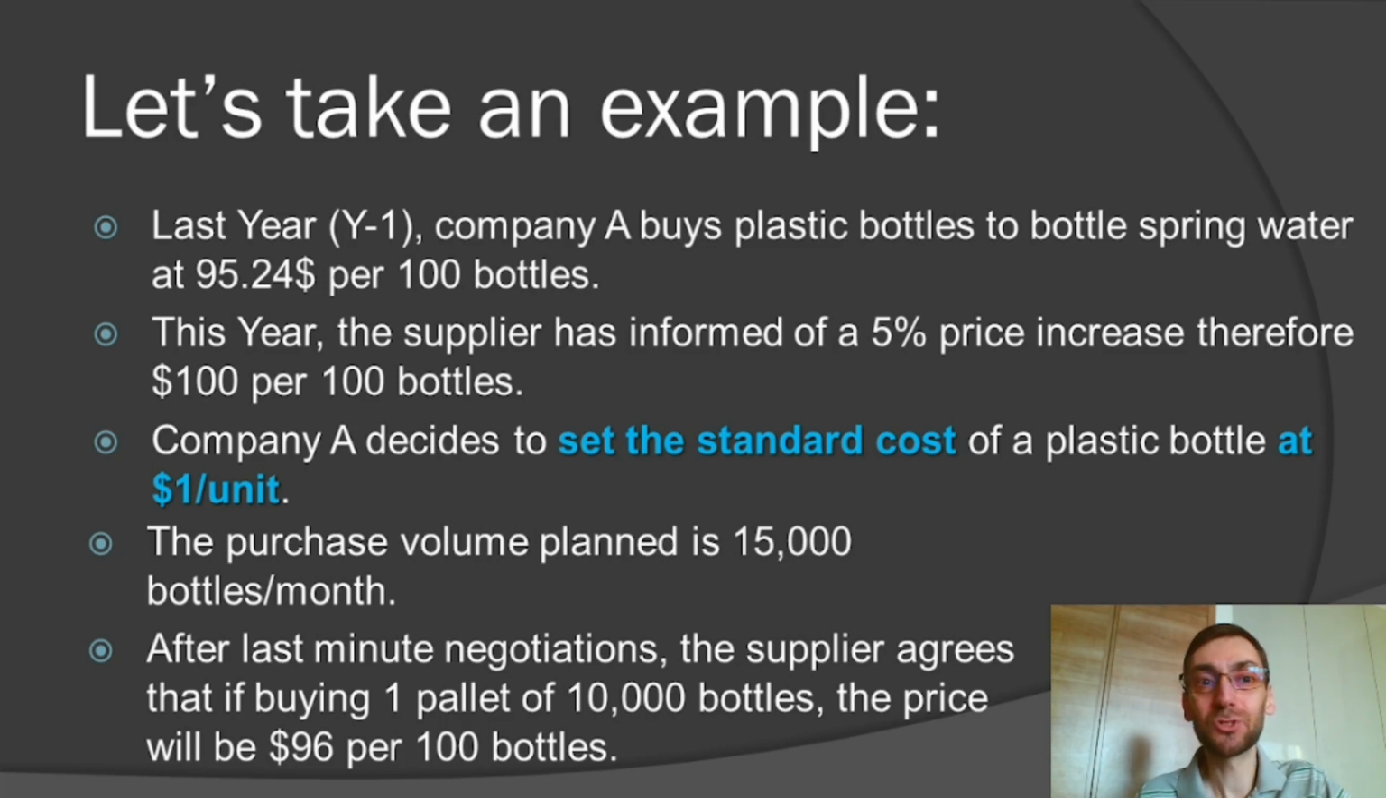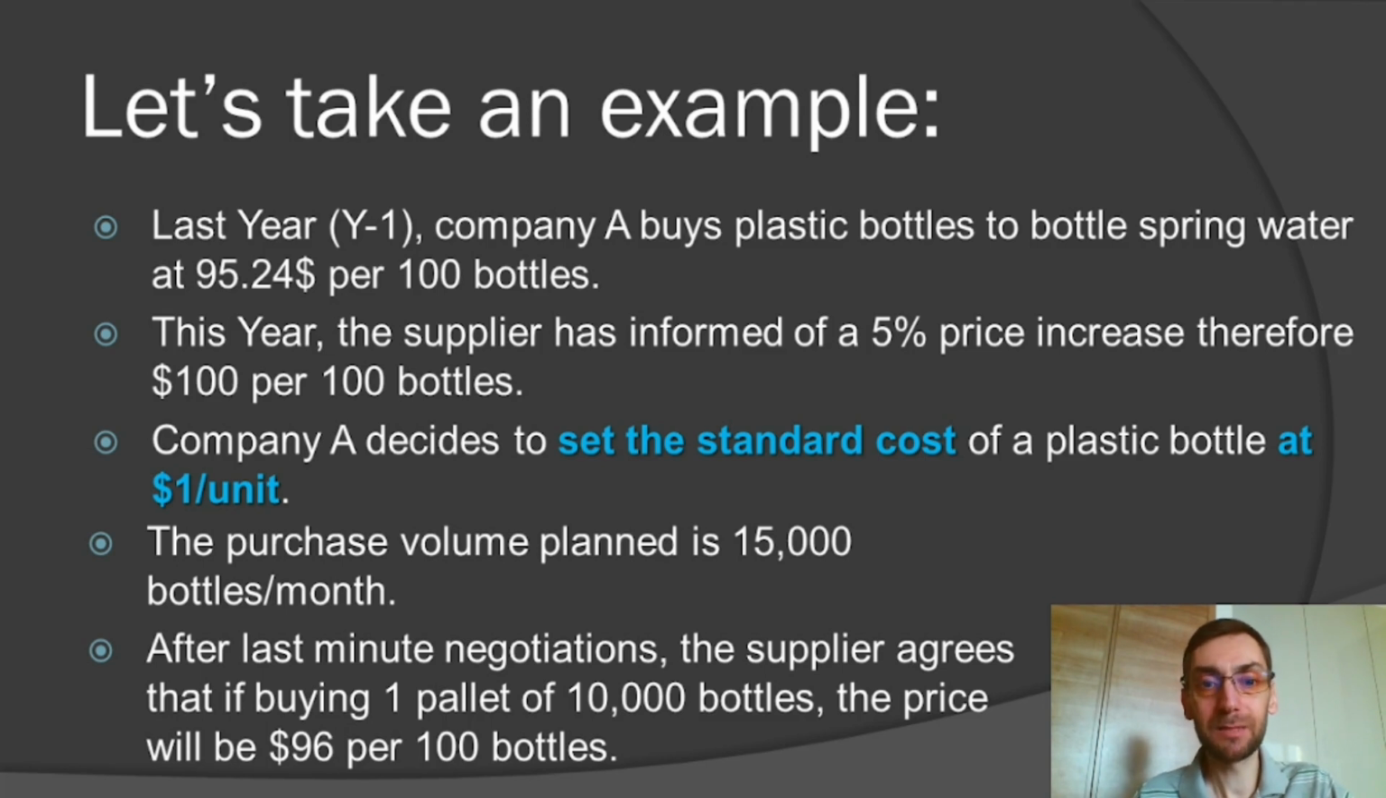So for this year, your supplier tells you, okay, look, I will increase my prices to you by 5% because, I don't know, plastic material increase or the oil increase or something. So now he says, okay, from this year onwards, I will charge you $100 per 100 bottles. So you think, okay, right? Then it's like $1 per bottle. So let's set the standard cost as $1 per bottle. Every time I buy an empty plastic bottle, $1.